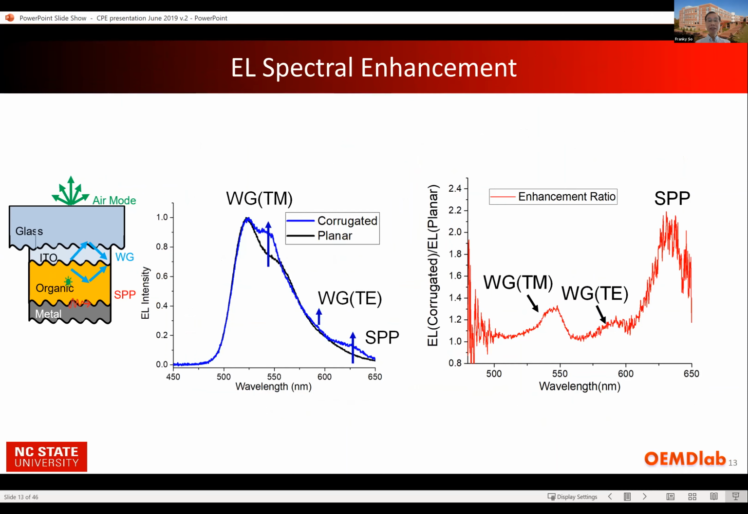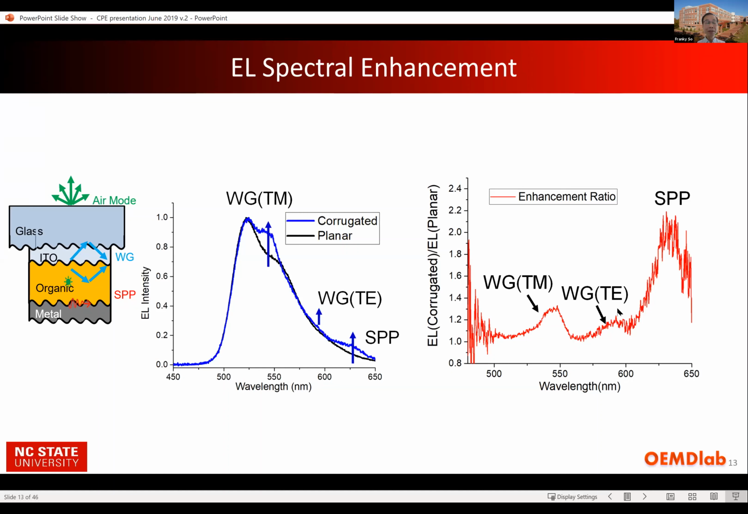And so with this, we're able to look at the effect of light extraction. This is the black curve showing the spectrum of the planar device, and the blue data correspond to the device coming from the corrugated one. So you do see enhanced light extraction around 140 nanometer, 680 nanometers, 580 nanometer, and 650 nanometer, and you can look at the enhancement factor. We have the strongest enhancement, more than two times, coming from the SPP mode, but weaker diffraction coming from the TE waveguide mode.